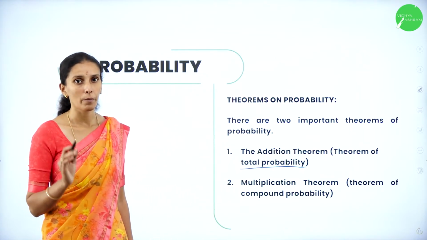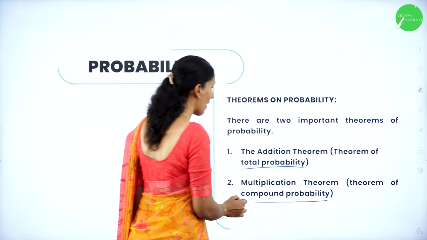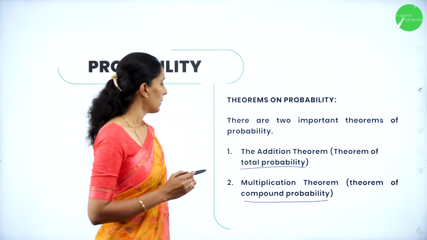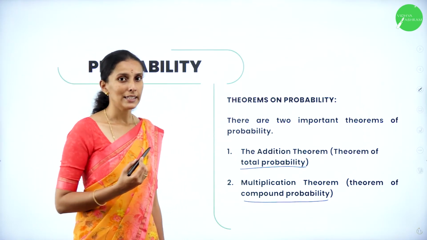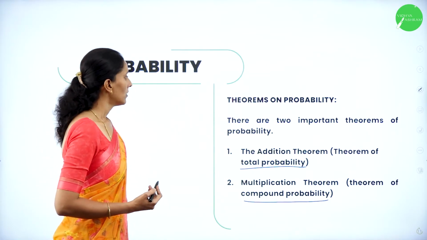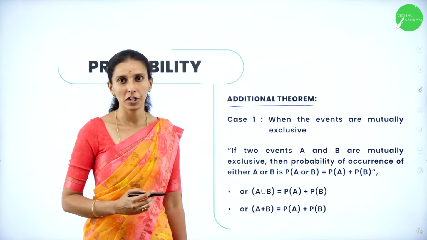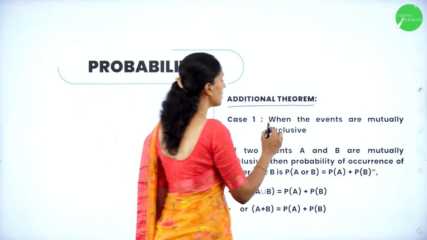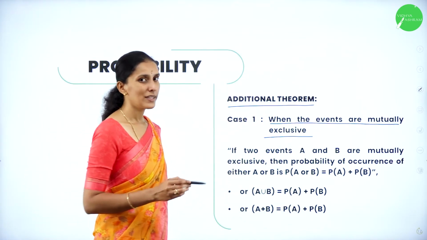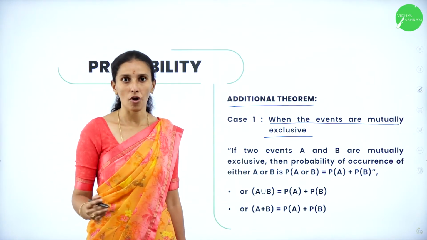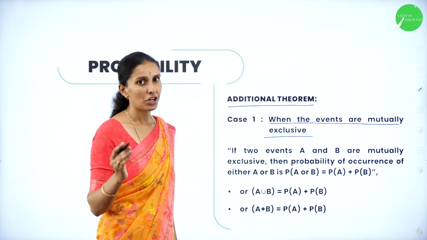What is the total probability of any event? What is the multiplication theorem? We have compound probability. The multiplication theorem states about compound probability. Let us study them one by one. Addition theorem. We have many cases in the addition theorem. What happens when the events are mutually exclusive? We know that mutually exclusive means if A and B sets are disjoint, that is their intersection is empty, we say the events are mutually exclusive.